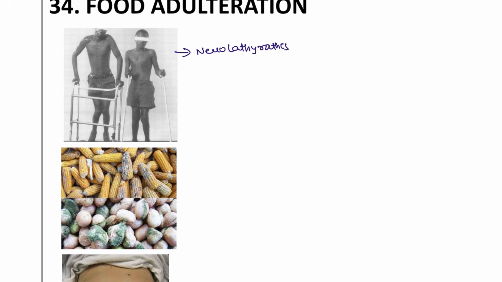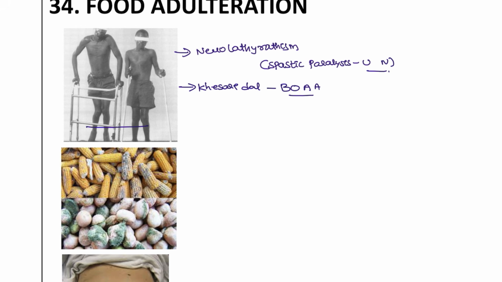This is the neurolathyrism patient. These neurolathyrism patients are having spastic paralysis, involvement of upper motor neuron nerves. Why has this happened? Because of consumption of adulterated food such as kesari dal. Why is this adulterated? The BOAA chemical is involved in these patients, and that is going to cause damage to the upper motor neuron. Like this, the patient will be involved in neurolathyrism.